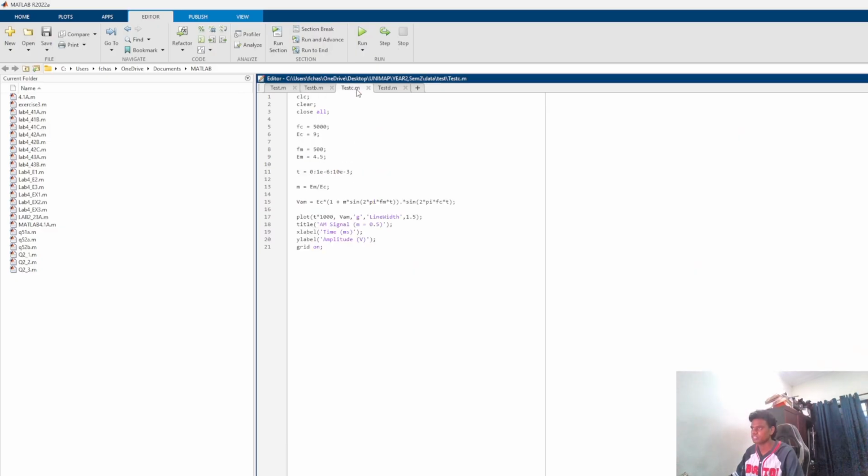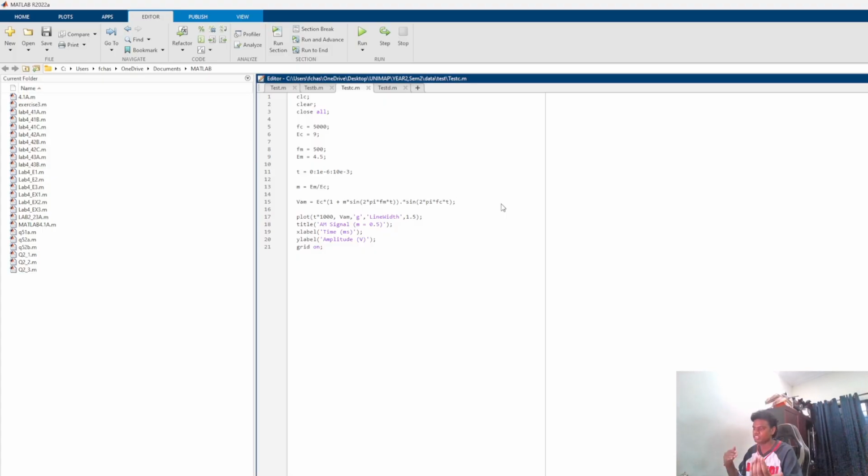Go to question C. For question C, I generated an amplitude modulated signal with a modulation index less than 1. The modulation index is calculated using the equation m equals EM divided by EC. Substituting the given values, m equals 4.5 divided by 9, which gives 0.5. Since the modulation index is less than 1, the AM signal is properly modulated.